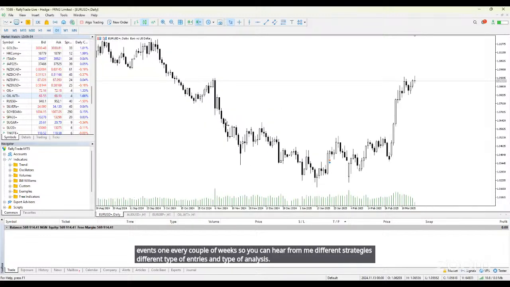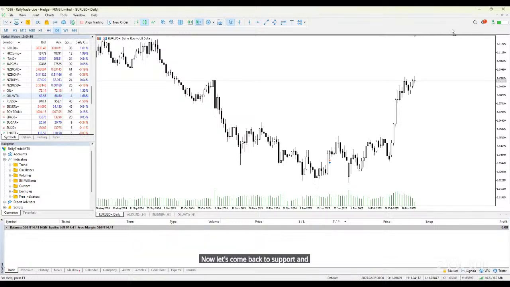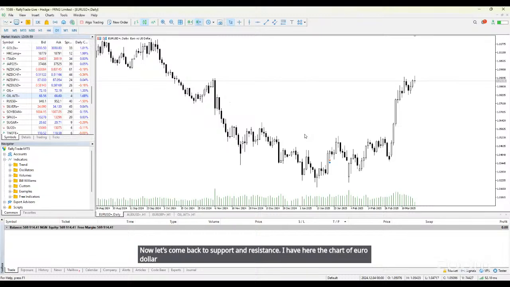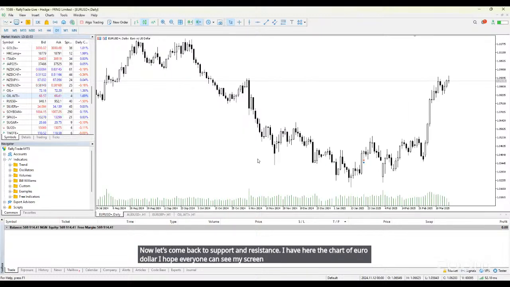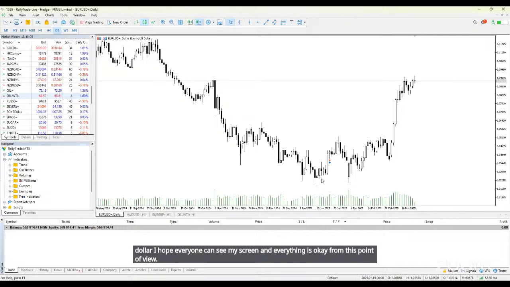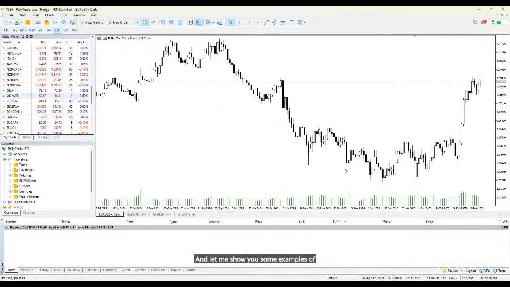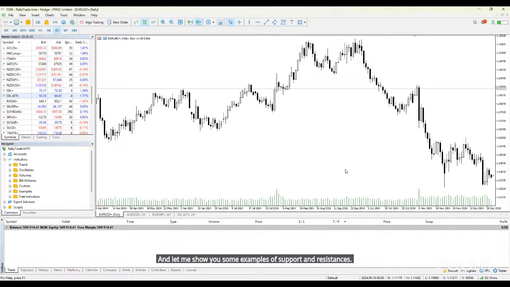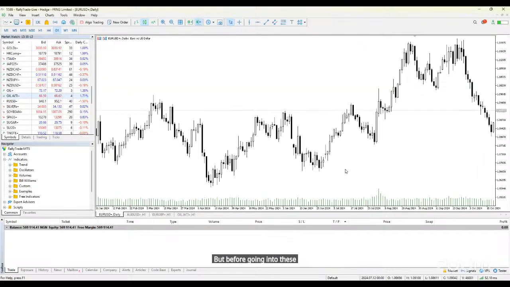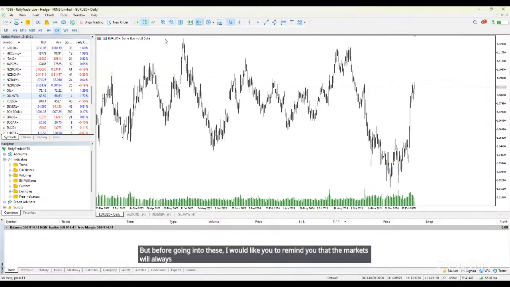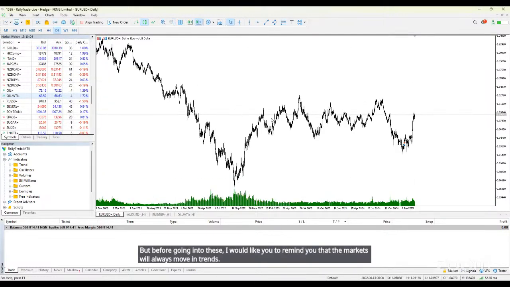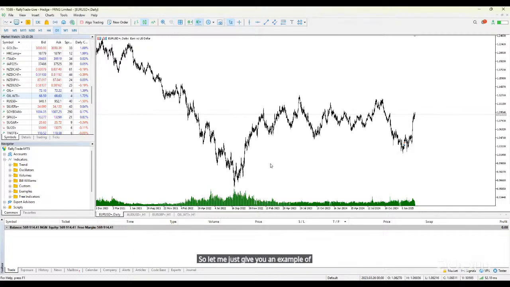Now let's come back to support and resistance. I have here the chart of euro dollar. I hope everyone can see my screen and everything is okay. Let me show you some examples of support and resistance. But before going into these, I would like to remind you that the markets will always move in trends. A trend can be up, down, or sideways.